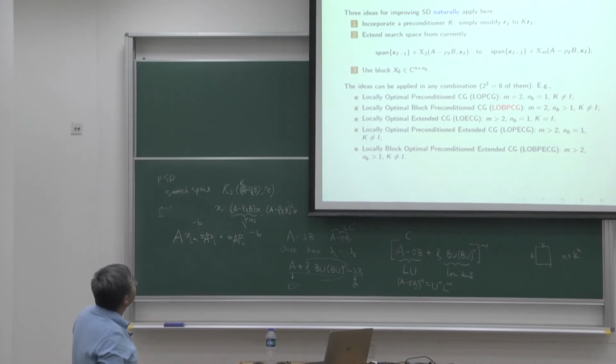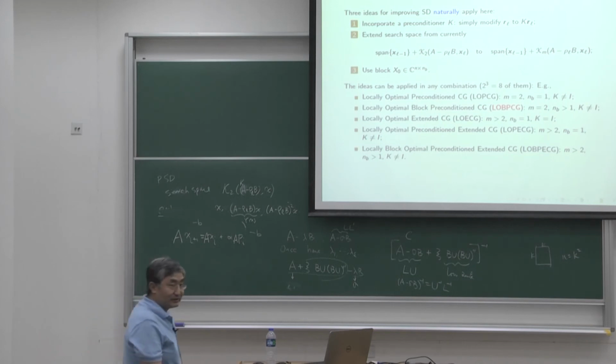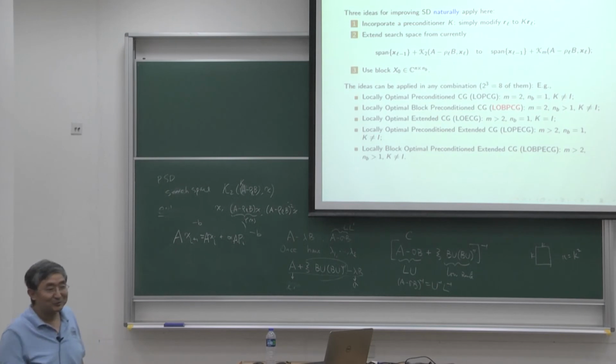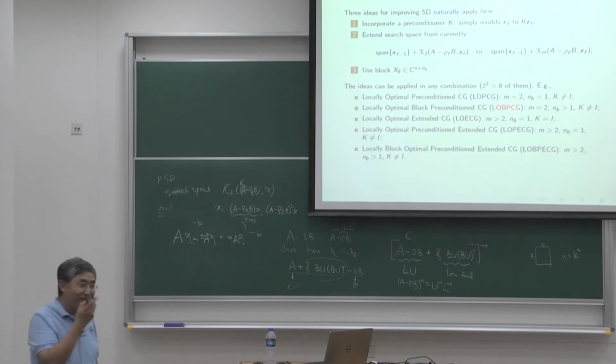Now, how do we improve locally optimal CG? Now you know the idea: import all the ideas you learned from SD. First, include a preconditioner. Now it becomes a universal idea. If it fails, preconditioning. So preconditioning is a keyword. It works every single time, if you have the right one.